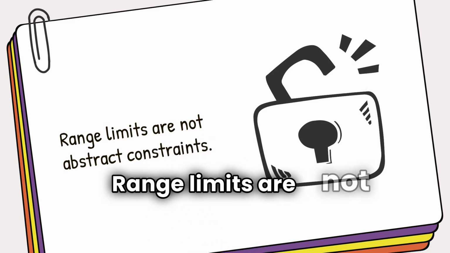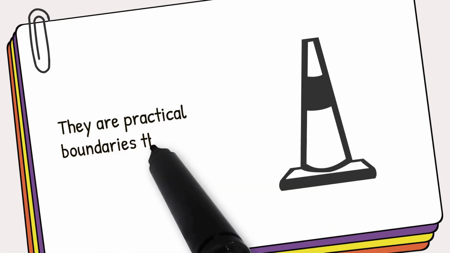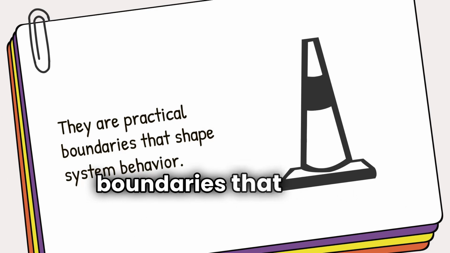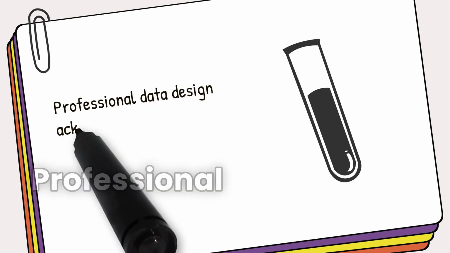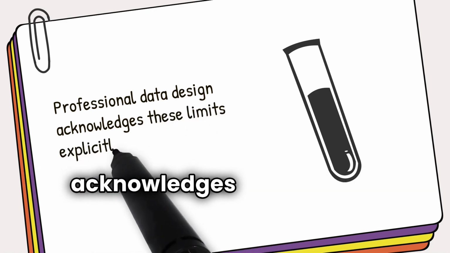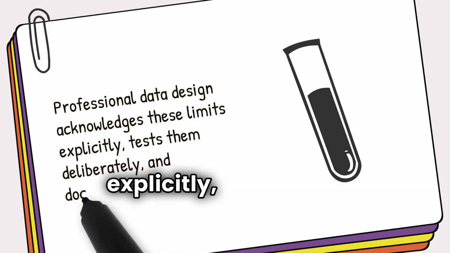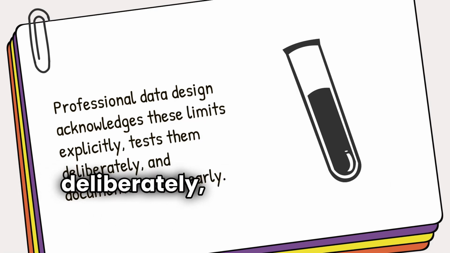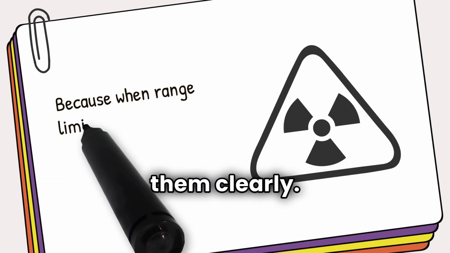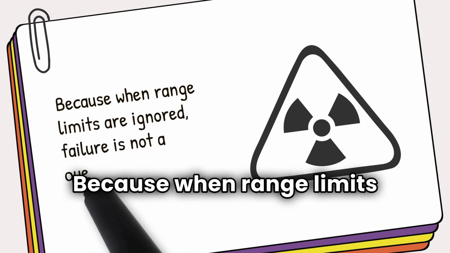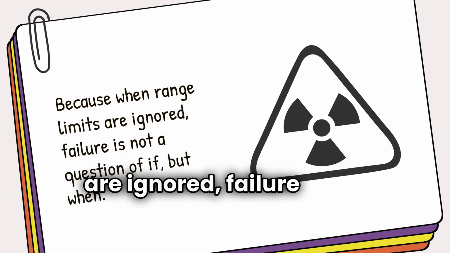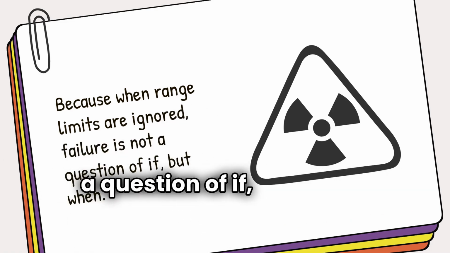Range limits are not abstract constraints. They are practical boundaries that shape system behavior. Professional data design acknowledges these limits explicitly, tests them deliberately, and documents them clearly. Because when range limits are ignored, failure is not a question of if, but when.